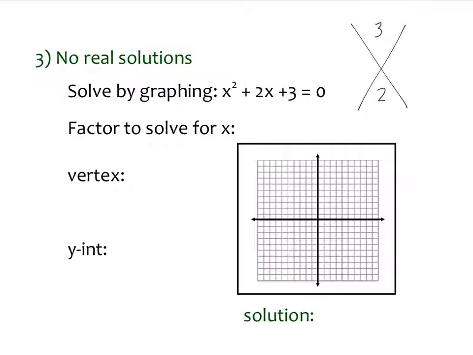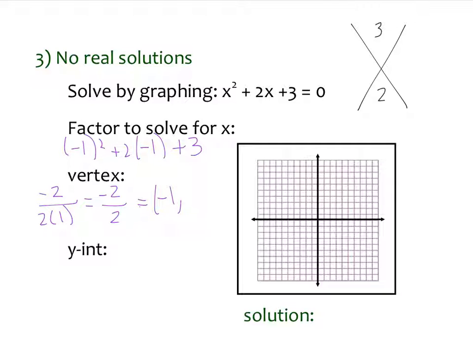So let's look at here the vertex. I'm going to figure that out by finding the opposite of b over 2a, which would be -2 over 2 times 1, which equals -2 over 2, which equals -1. I'm going to go ahead and plug that into my equation to find my y-coordinate. So -1 squared plus 2 times -1 plus 3 gives me 2. So my vertex is (-1, 2), and I'm going to go ahead and plot that right now.